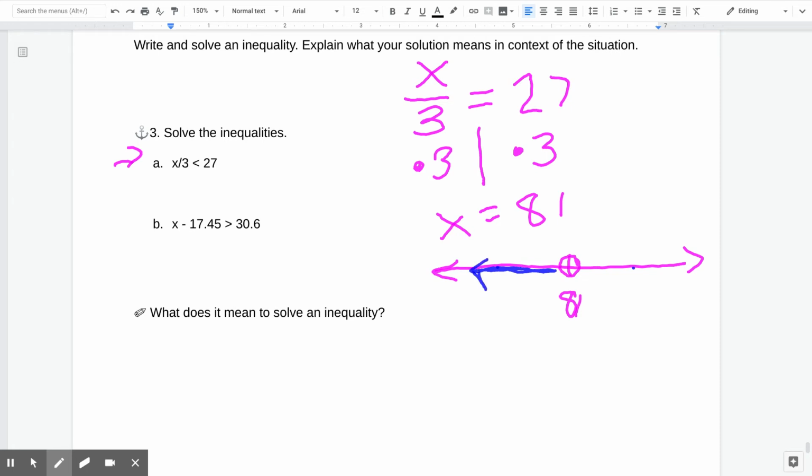So I know that it can't be 81, but x can be anything just less than 81. So x must be less than 81.